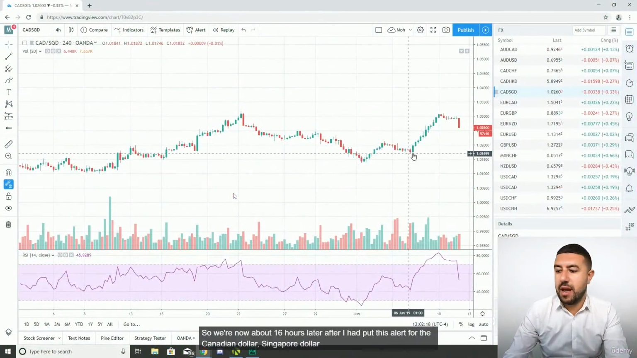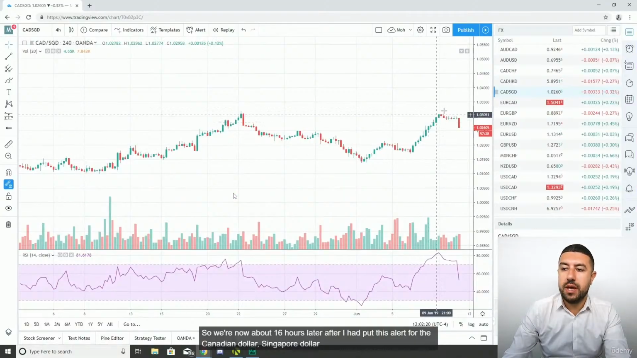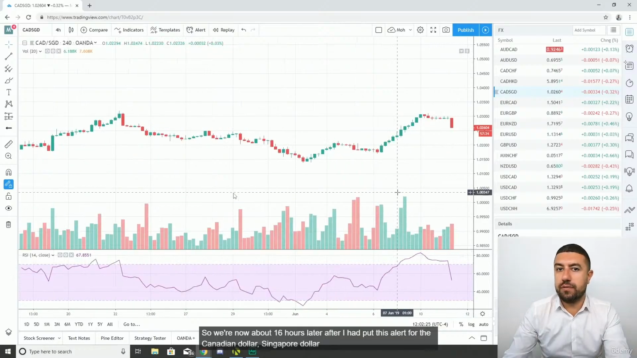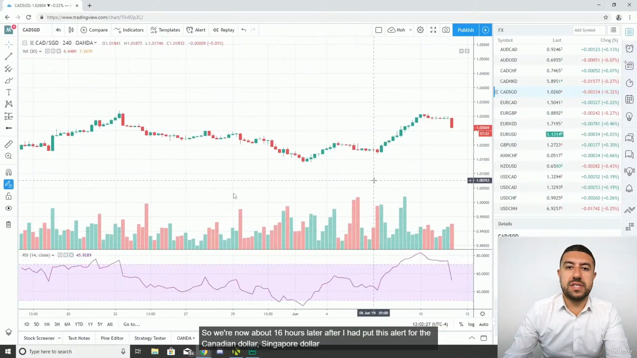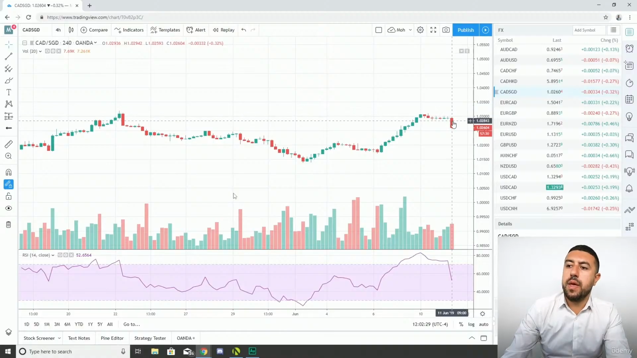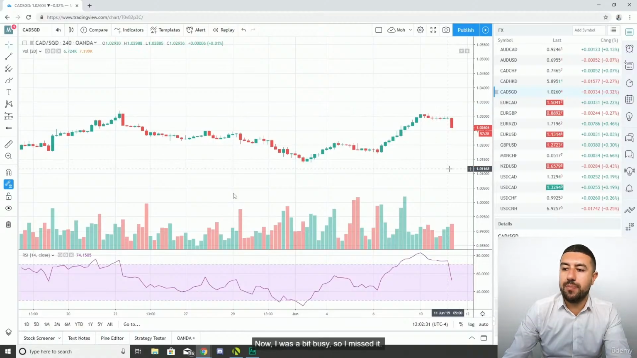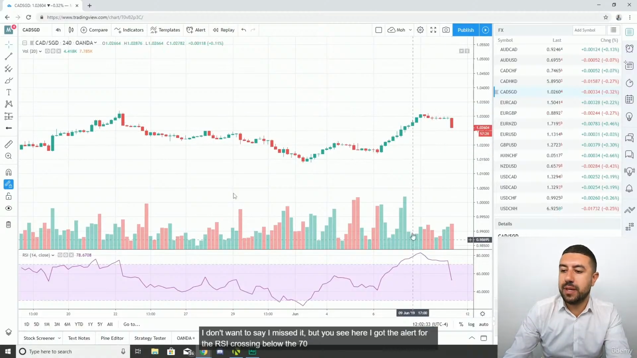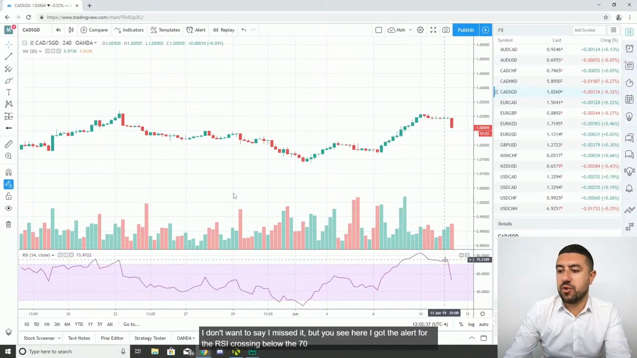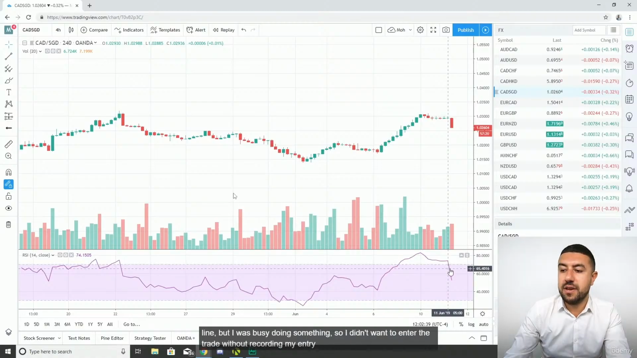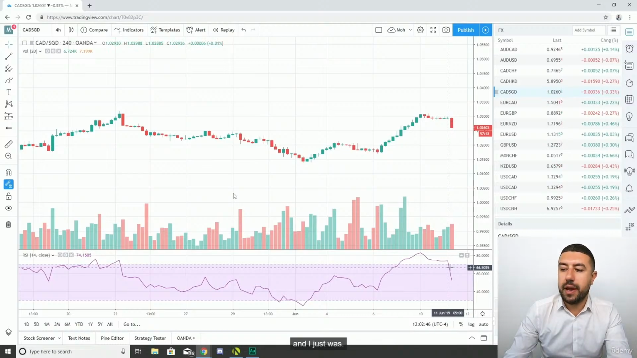Hey guys, so we're now about 16 hours later after I had put this alert for the Canadian dollar, Singapore dollar currency pair. Now, I was a bit busy, so I missed it. I don't want to say I missed it, but you see here, I got the alert for the RSI crossing below the 70 line, but I was busy doing something, so I didn't want to enter the trade without recording my entry, and I'm only available now to record it.